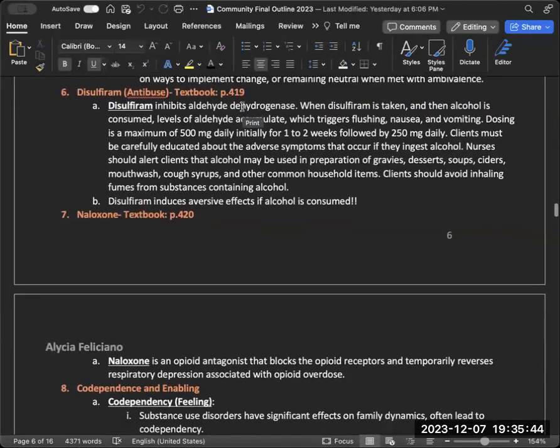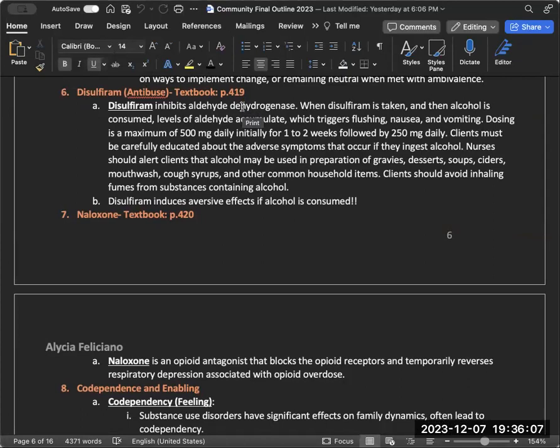Now, there's two medications that she really wants us to know, and this is disulfiram. It's an alcohol use drug. This drug basically causes adverse effects if consumed with alcohol. It's going to make you nauseous and vomit as soon as you drink alcohol. That's what I think you want to know.